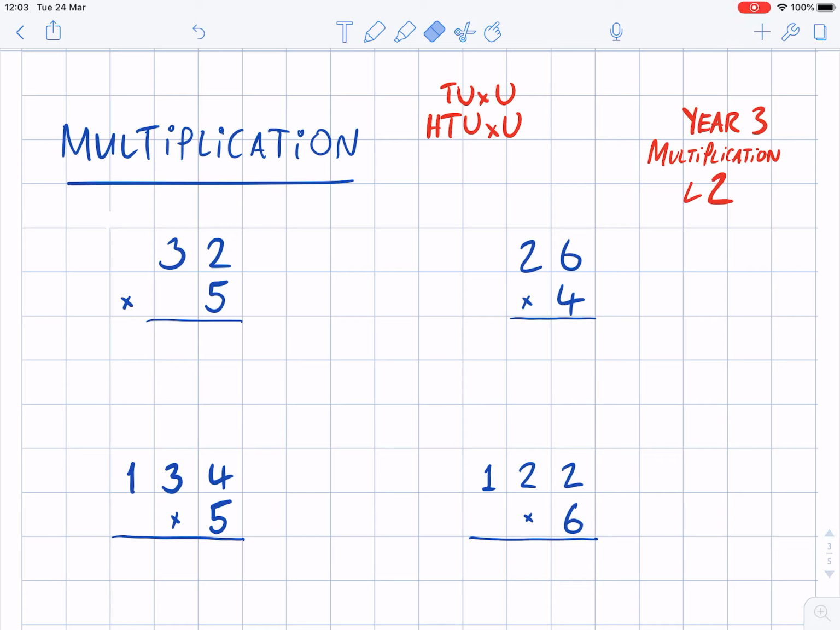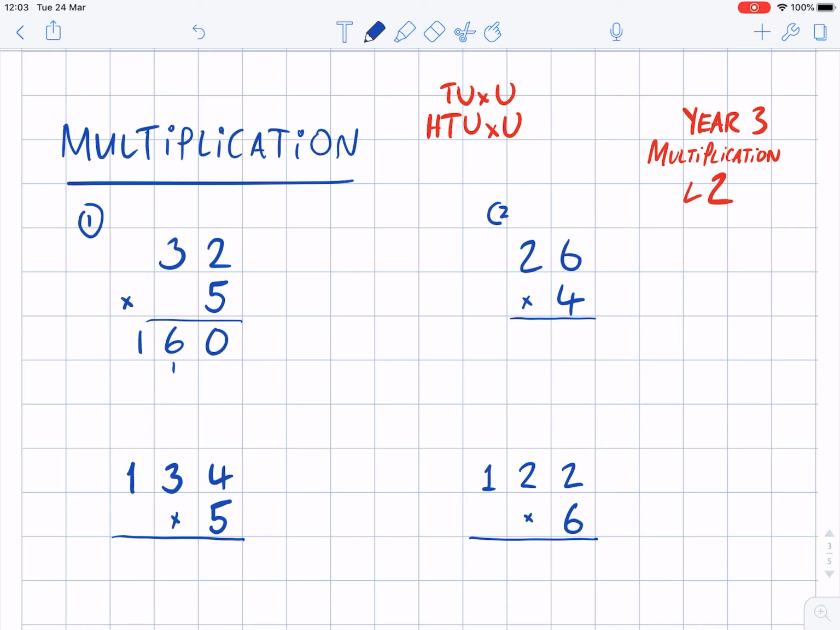So if we take this as our first one, 32 multiplied by 5, we remind ourselves, 5 times 2. Remember, we always start at the bottom and go up before we go across and left. 5 times 2 is 10. And then 5 times 3 is 15. Add the 1 is 16.